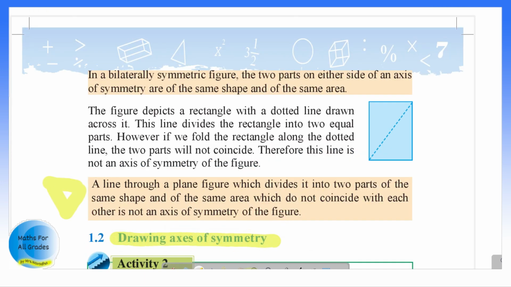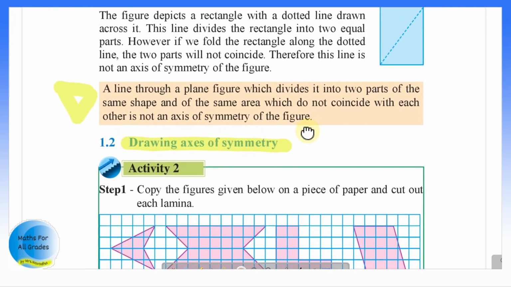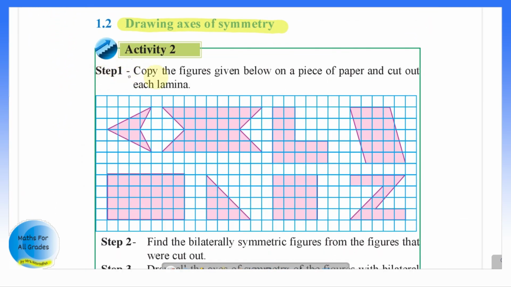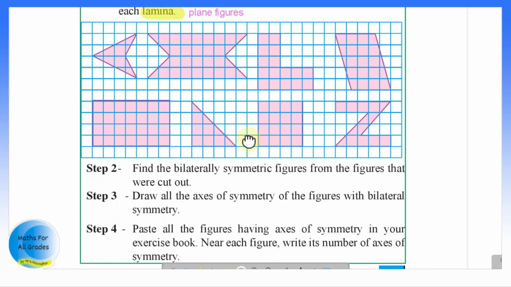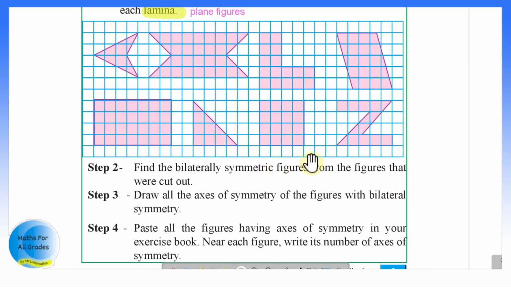Drawing axis of symmetry. Let's do this activity number 2. Step 1. Copy the figures given below on a piece of paper and cut out each lamina. Lamina is another word for the plane figures. Step 2. Find the bilaterally symmetric figures from the figures that were cut out. In step 3, draw all the axes of symmetry of the figures with bilateral symmetry. And in step 4, you have to paste all the figures having axes of symmetry in your exercise book.